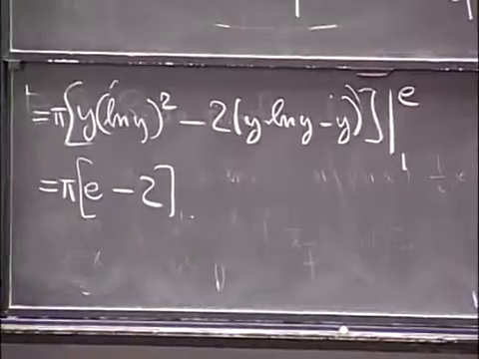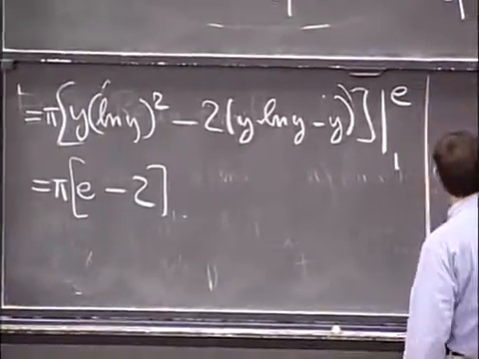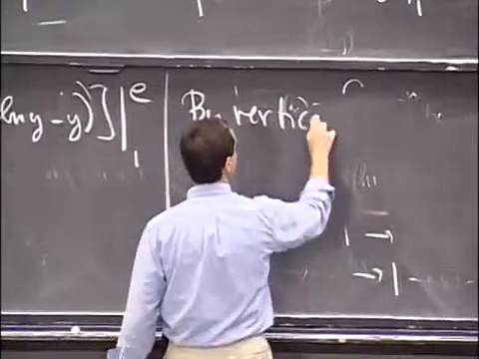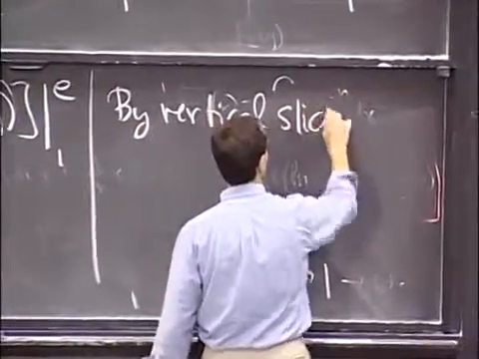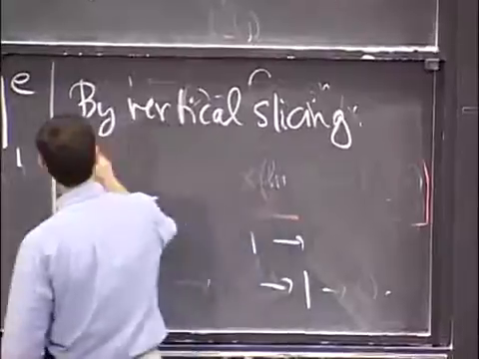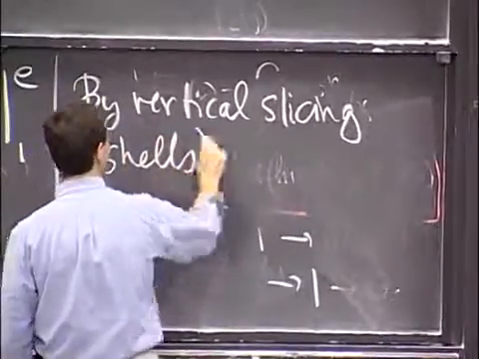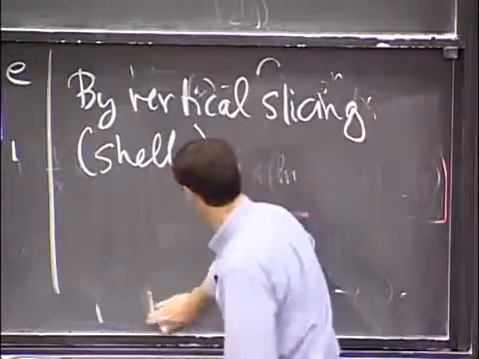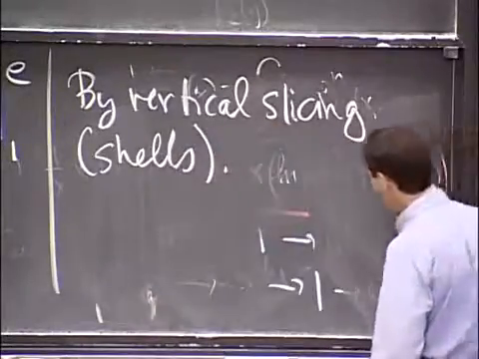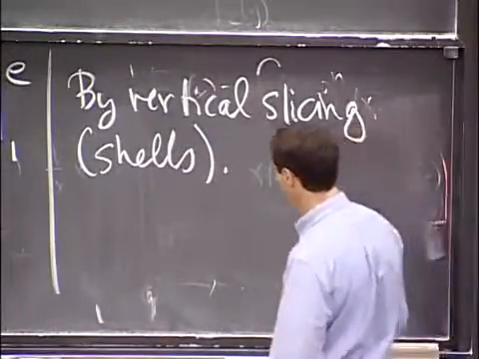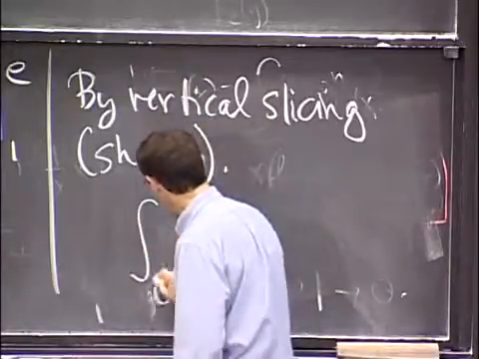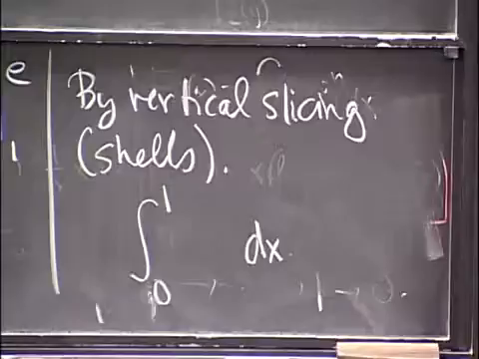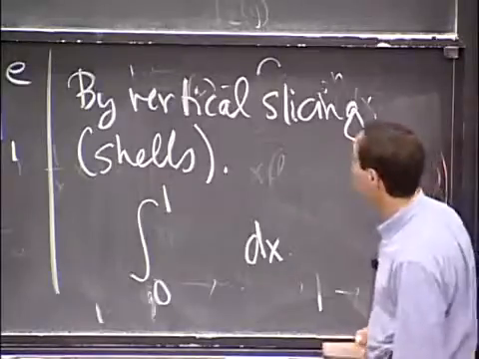So what's the vertical? Vertical. So by vertical slicing, we get shells. And that starts, that's in the x variable. It starts at 0 and ends at 1, and it's dx. And what are the shells?